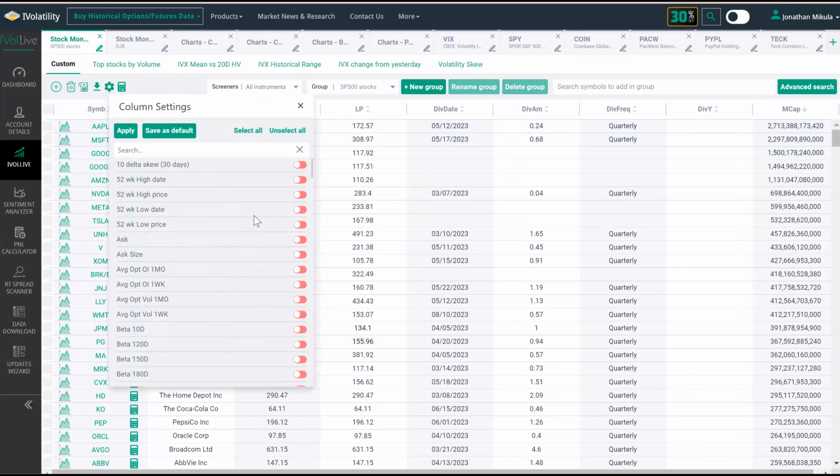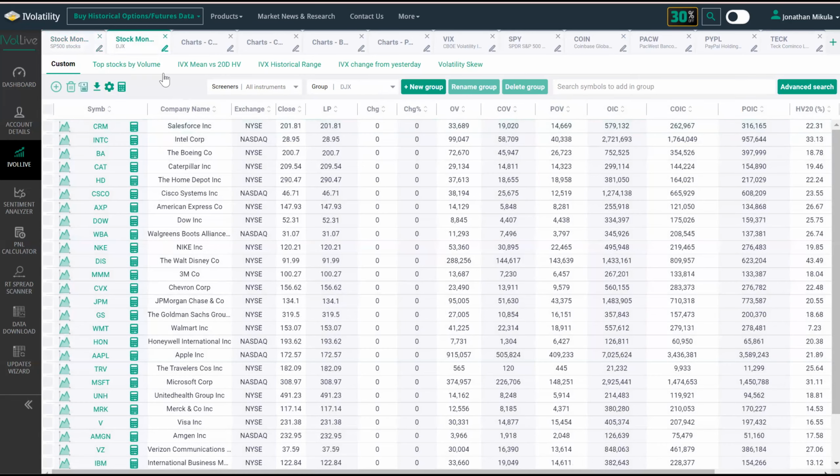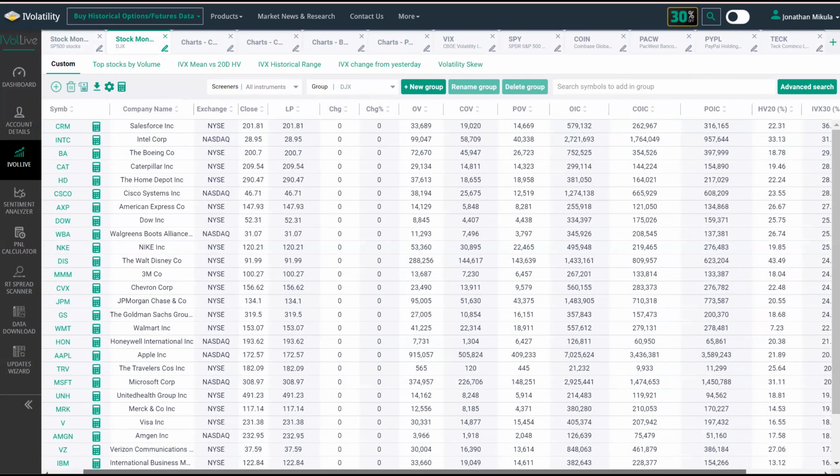There are certain defaults on this particular tab. The default, for example, is a plain vanilla screen: all instruments run against the Dow Jones. You'll see the default gives you the exchange, close price, last price, markets closed of course, option volume, call option volume, put option volume, options open interest, call option open interest, put option open interest, and so on and so forth.